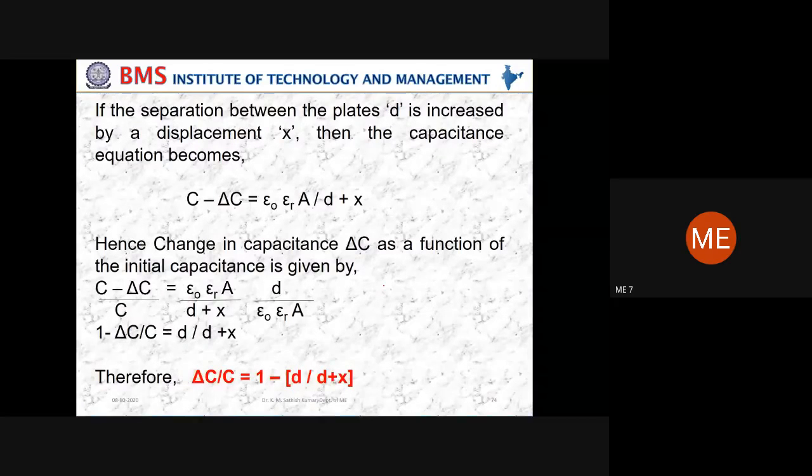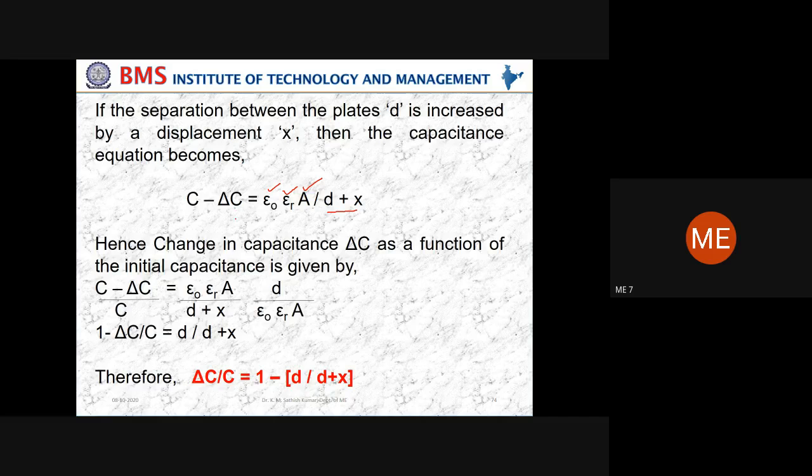Now in the first case, what I have done is, the separation between the plates D is increased. I have increased the value of D. Now what is going to happen to your capacitance equation? So C is going to reduce, is it not? Please note this down. C is going to reduce by delta C. So the value of C becomes C minus delta C equal to epsilon naught, epsilon R A. Nothing I have changed in the numerator. Denominator is D earlier, and with D I get C. But with D plus X I get C minus delta C. It means the capacitance value is reduced.